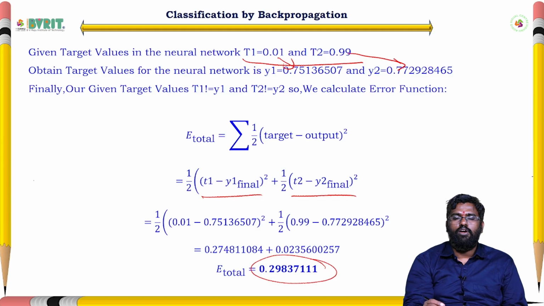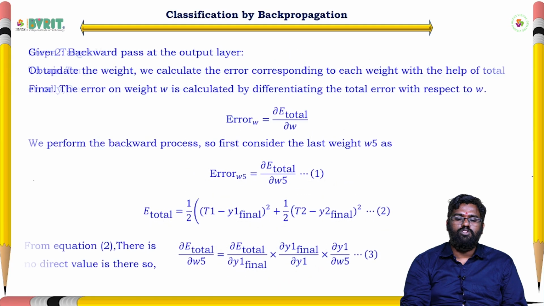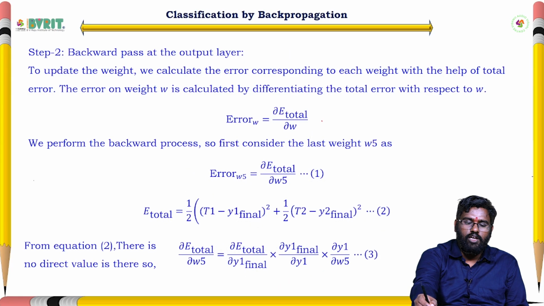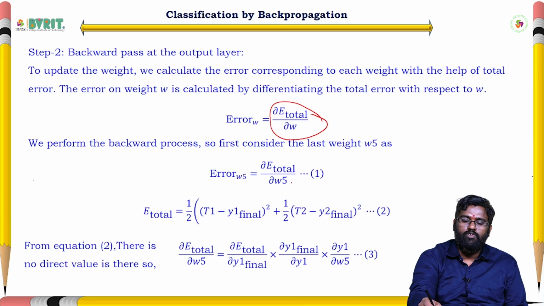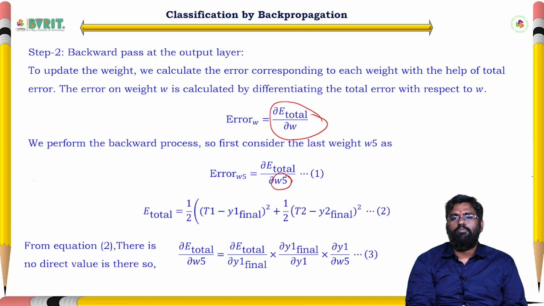Now we have to calculate this error with respect to weight, so delta E total by delta W. This is called the partial derivative of the total. So E total with respect to weight 5. Why with respect to weight 5? Because the weight connecting y1 to h1 is W5. That's why we have taken W5.